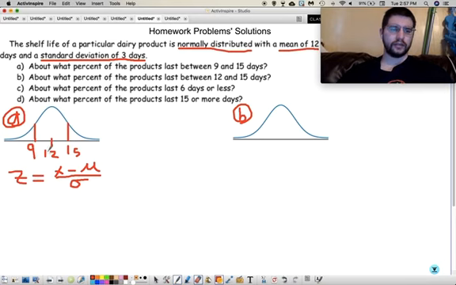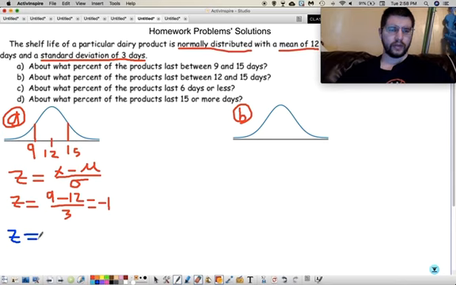So we're going to use this formula to convert 9 and 15 to standard scores. For 9, the mean is 12 and the standard deviation is 3. 9 minus 12 is negative 3, divided by 3 is negative 1. For 15, that's 15 minus 12 over 3, which is a positive 1.